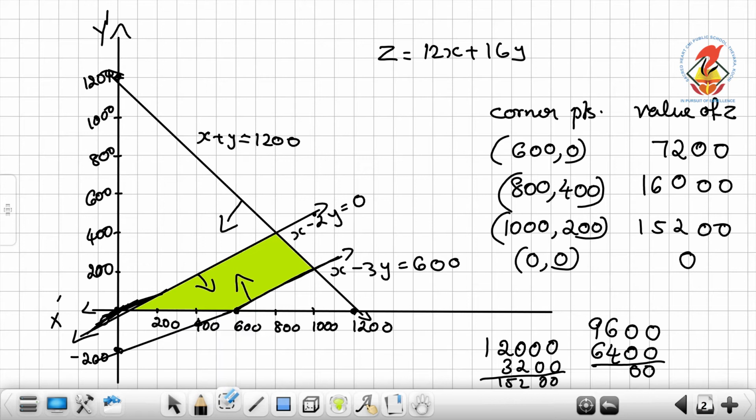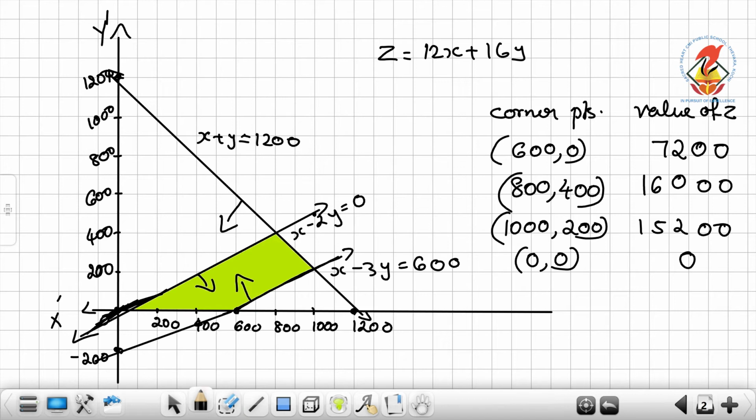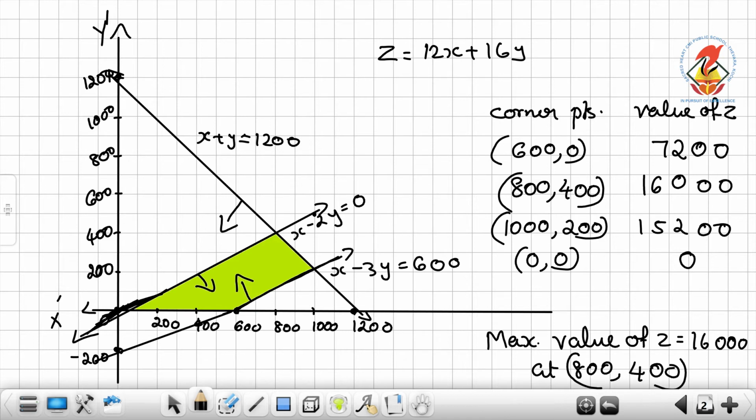So which is the maximum? Maximum is 800, 400. Maximum profit is 16,000. So maximum value of Z, Z is equal to 16,000 when x is equal to 800. That is first type A dolls. Number of type A dolls 800 and second is 400. Okay.